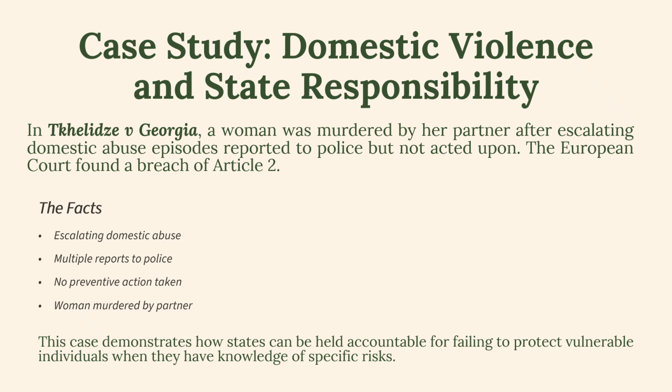And this is the case study. It's domestic violence and state responsibility. In that case, a woman was murdered by her partner after escalating domestic abuse episodes reported to the police, but not acted upon. The European Court found a breach of Article 2. The facts: escalating domestic abuse, multiple reports to the police, no preventative action taken. A woman was murdered by her partner. This case demonstrates how states can be held accountable for failing to protect vulnerable individuals when they have knowledge of specific risks.